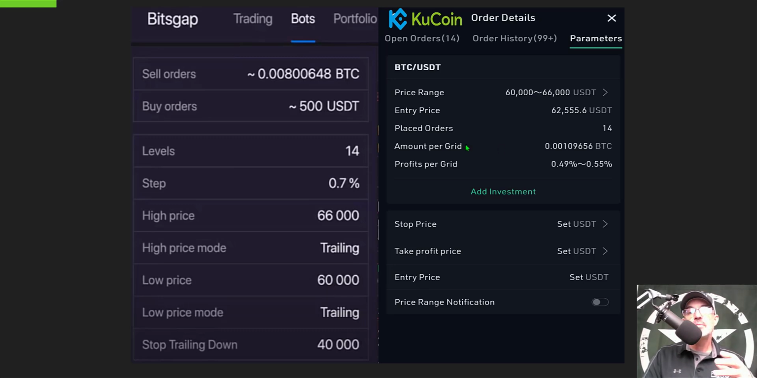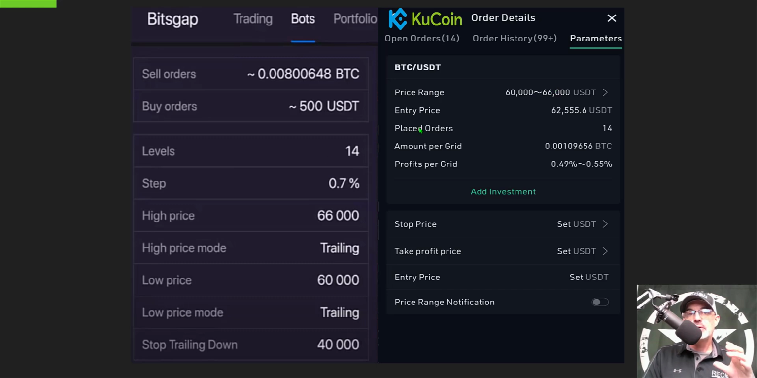And Kucoin does not have that option. Once the price action has exceeded the 66,000 level towards the top side, the bot stops trading. And on the flip side, if the price goes below 60,000, the bot stops trading. Now you can manually go in there and adjust that, but for this particular deployment, I did not manually adjust these levels because I would not have to do it with Bitsgap, and I wanted to see if Bitsgap's trailing up and trailing down feature would outperform the Kucoin bot without that trailing up or trailing down feature.